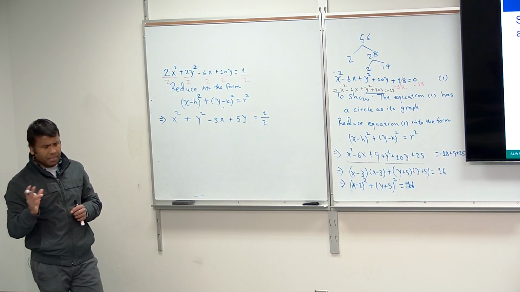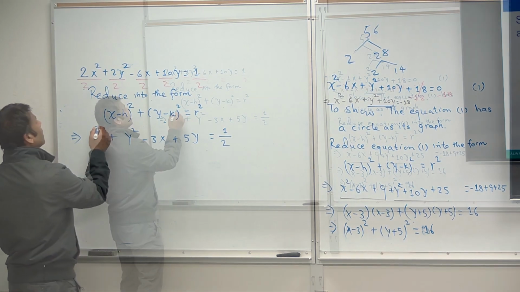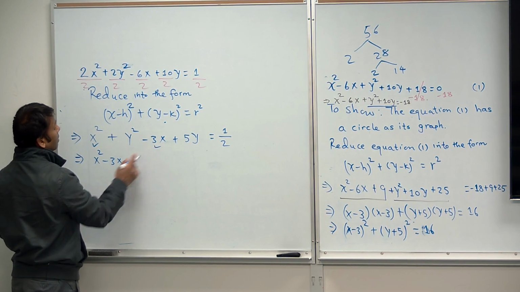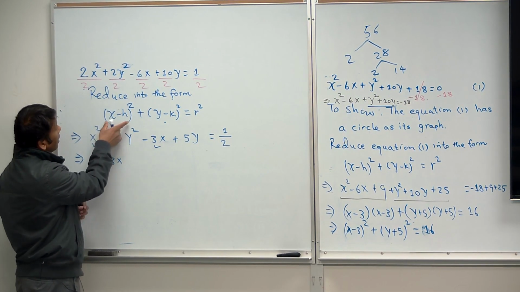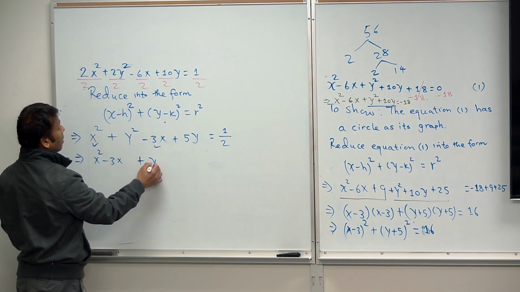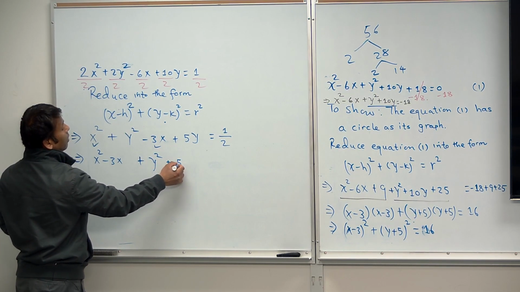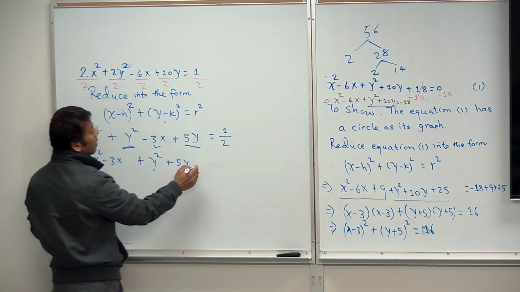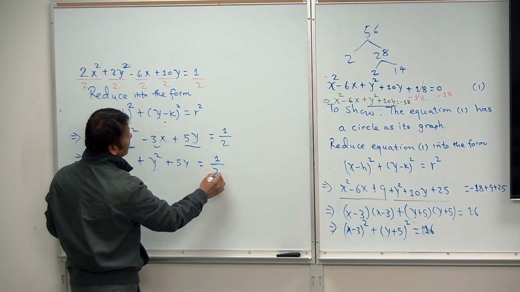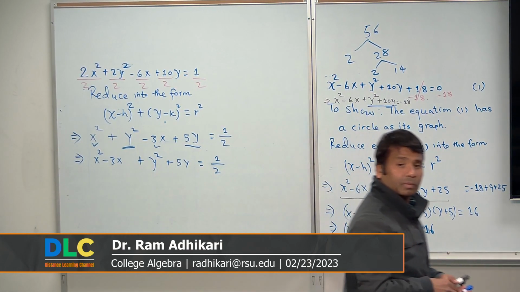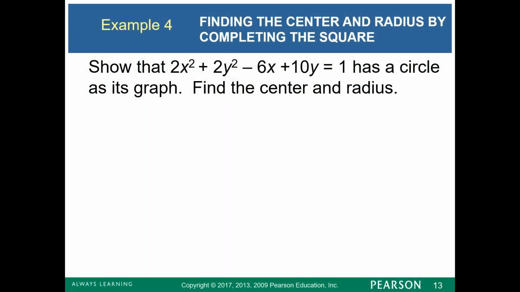Did you get it? And then you group the x terms. So x squared minus 3x, this and this here, because this is related to x terms. This is related to y terms, right? And then you do y squared plus 5y, so this term and this term here, equal to 1/2. Make sense, guys? Did you see that? Did I make sense so far?